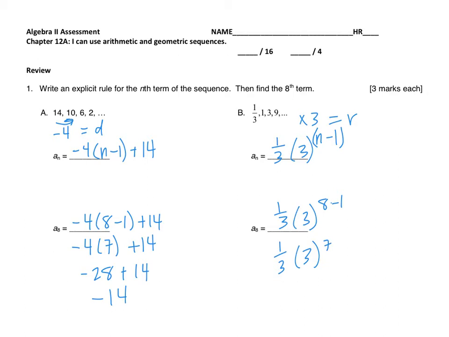Alright, so in my calculator, 3 to the 7th is 2,187 times 1/3 is 729.